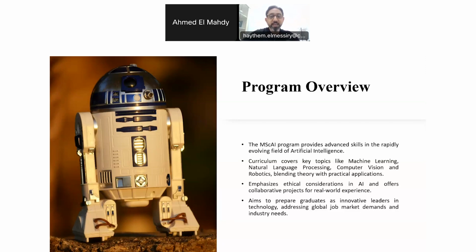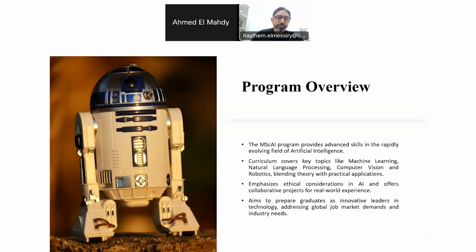considered as well. And then finally, we have our end product, which is our graduates. The aim is to prepare graduates to be innovative leaders in technology, addressing global job market demand. Here we are focusing on two lines of graduate production. The first line, if the graduate is interested in academic research, is to continue with a PhD. Or he goes to industry and the global job market, prepared to lead teams and projects and to be a leader in the area of artificial intelligence.